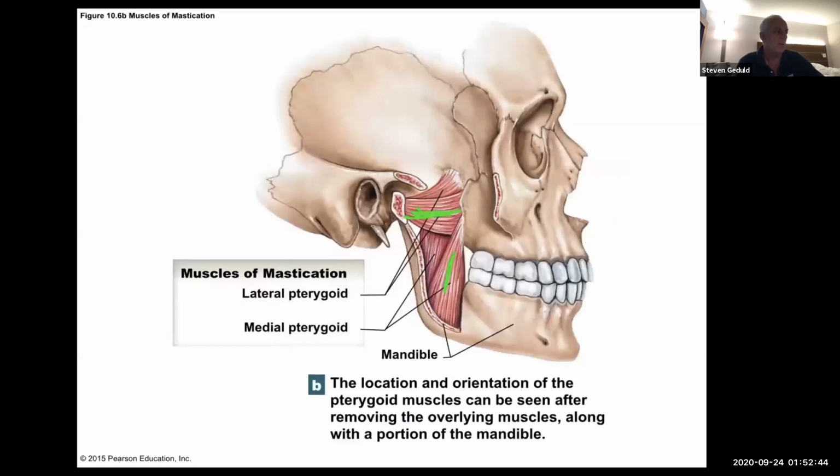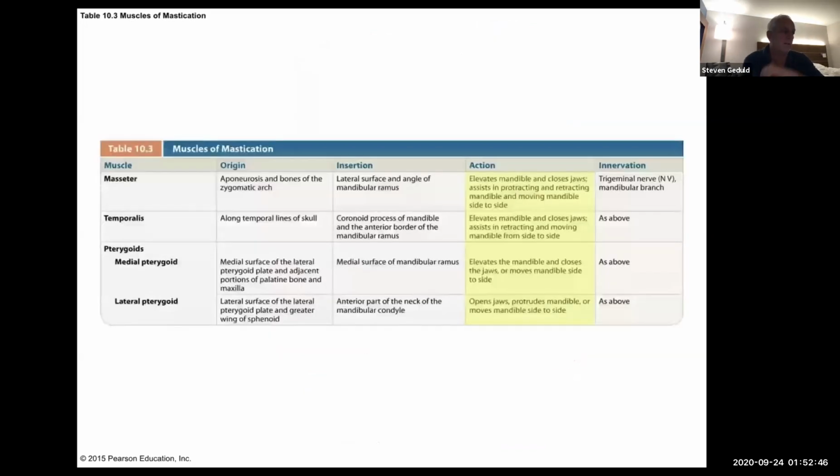All right, this tells you a little bit about the different muscles. The masseter muscle elevates the mandible, closes your jaw. It assists in protracting and retracting the mandible and moves it side to side a little bit. The temporalis elevates your mandible, closes the jaw, assists in retracting and moving the mandible from side to side. The pterygoids really move the mandible side to side, and they're the weaker muscles. The bigger ones are the masseter and the temporalis. The smaller muscles are the medial and lateral pterygoids.